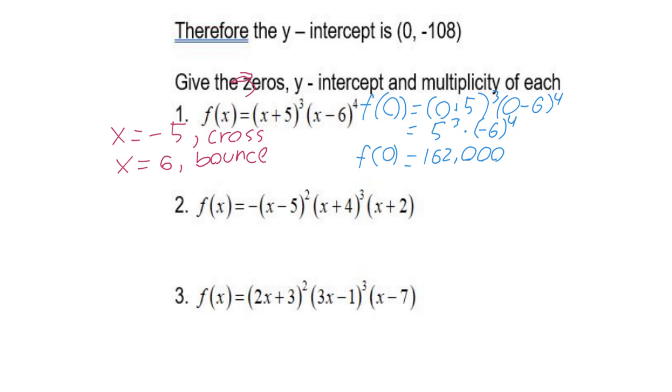Number 2. Here we have 3 different parentheses. So we're going to have 3 different x values. X value number 1 comes from that x minus 5. If x minus 5 is 0, then x equals positive 5. We have an even exponent, so that's going to be a bounce.